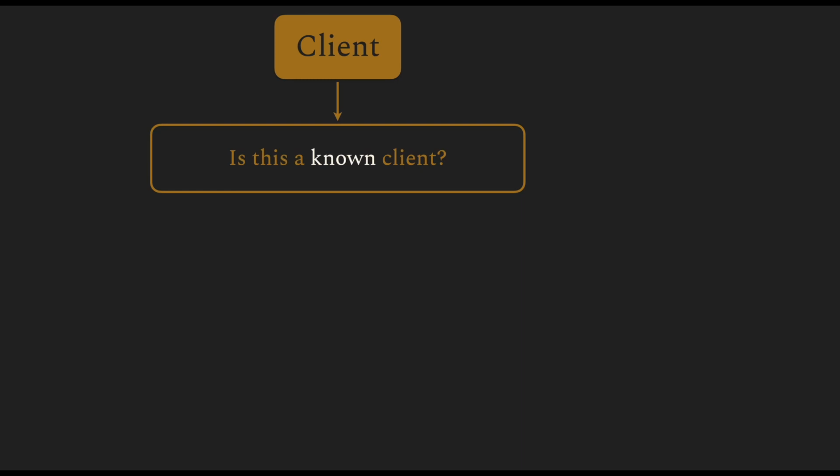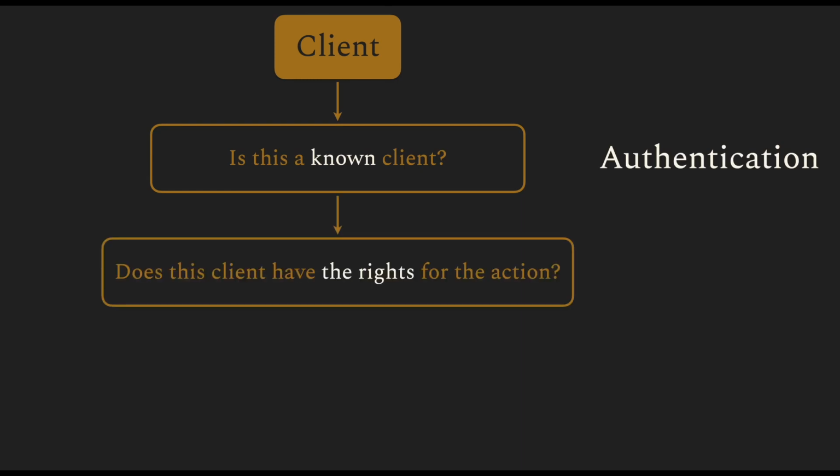In reality, these both are used together. First, servers check if a client is a known client, and then they check if this client has the rights to perform the action, and then the client is allowed to perform the action.